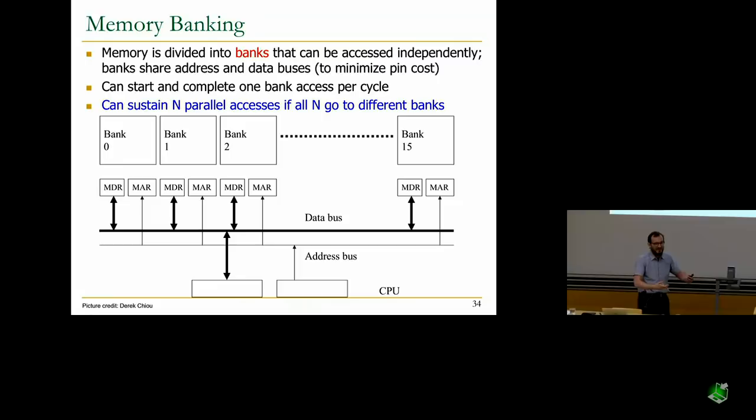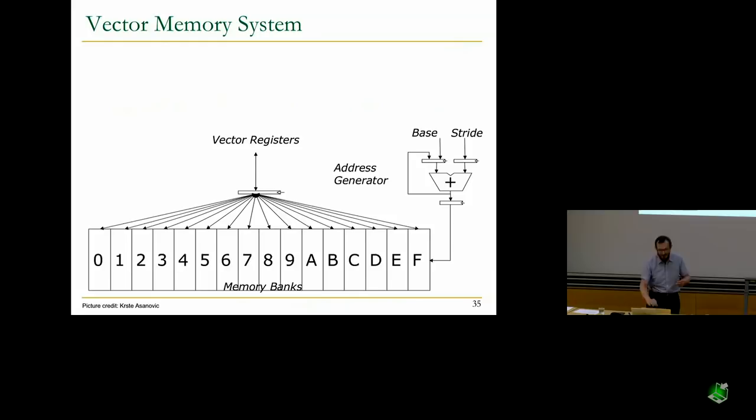That's exactly the problem with programming a GPU today. A GPU programmer really needs to be cognizant of the layout of the data such that you can actually get elements from different banks or channels. Let me finish the memory system and we're going to take a break. So this is the vector memory system. This is another beautiful picture. So these are the vector registers where memory banks may be connected to.